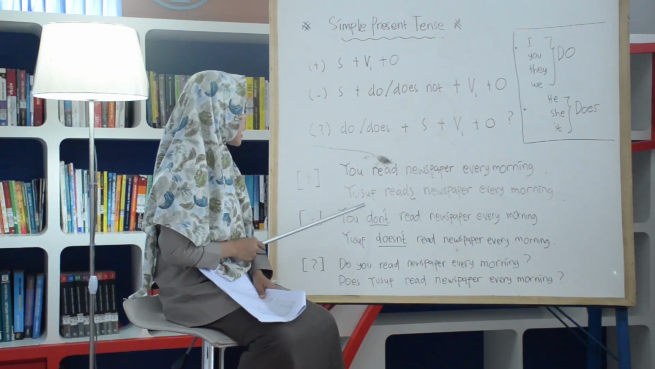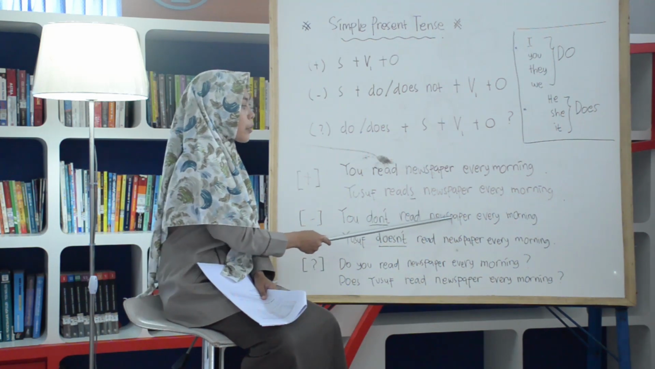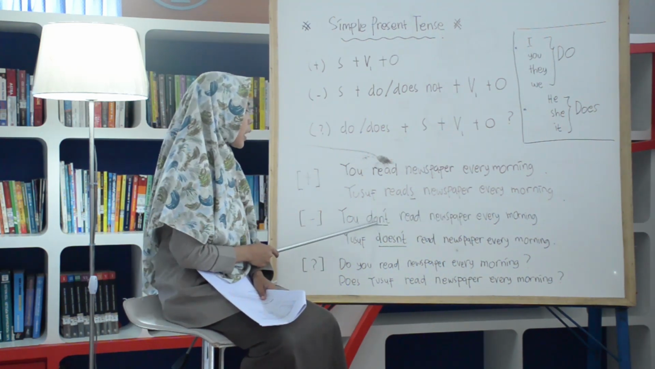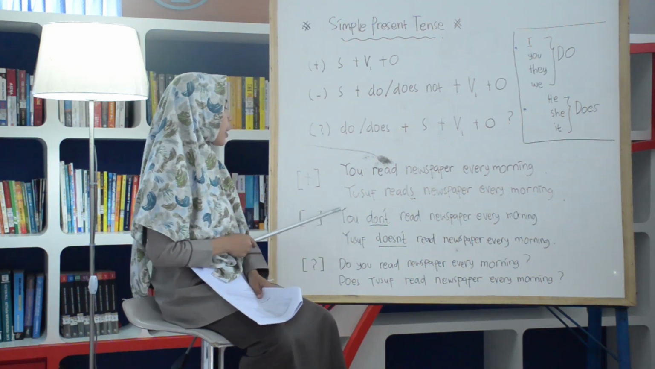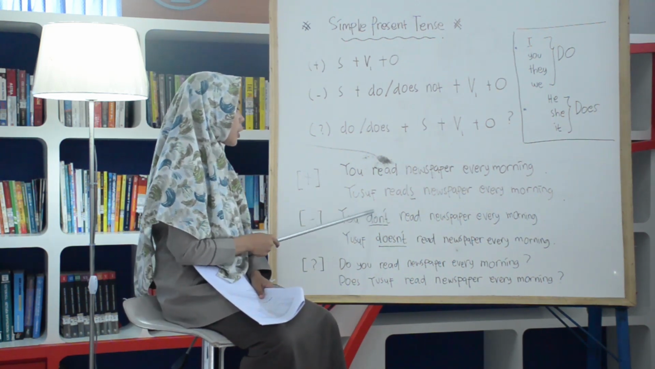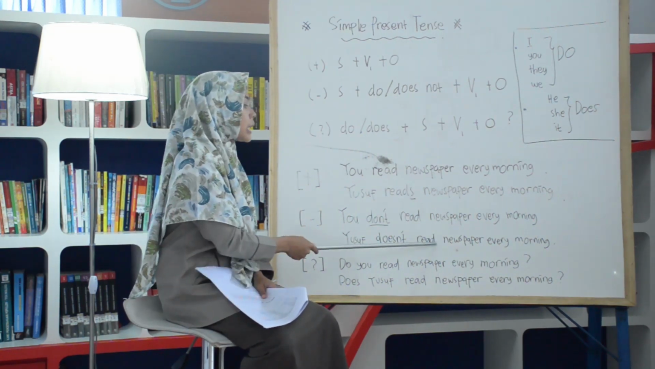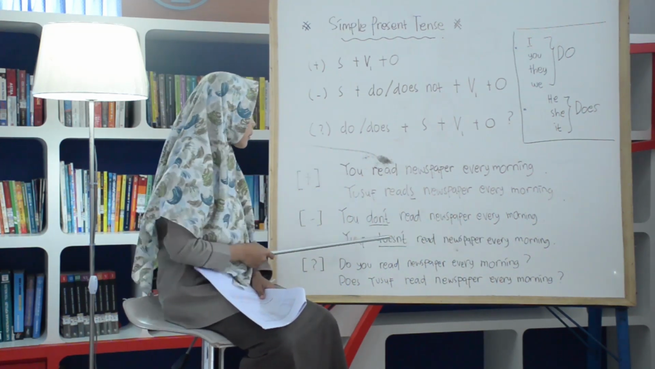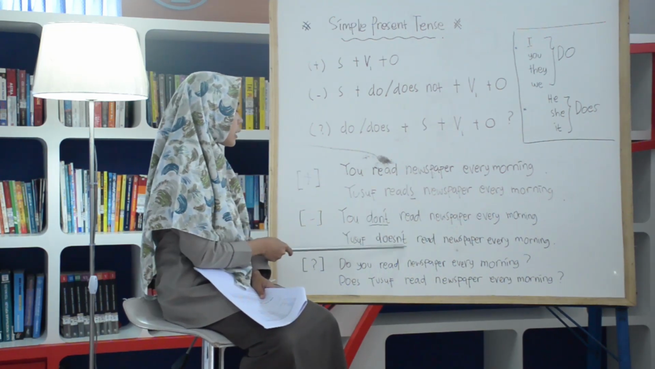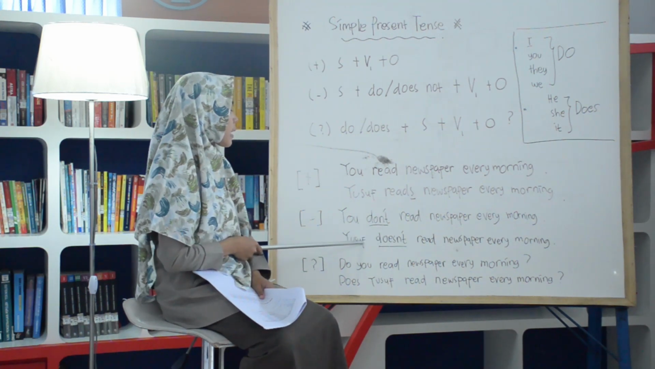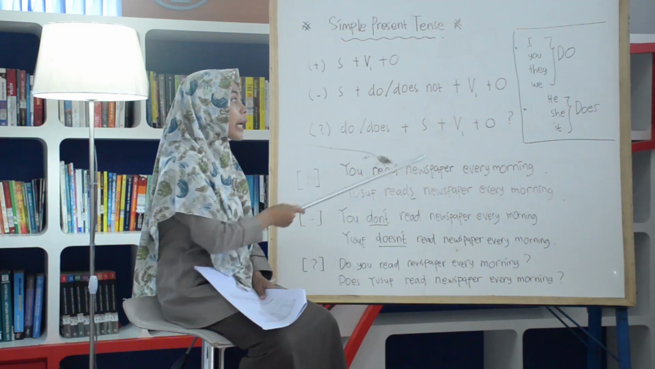Okay, so the example here is, you don't read newspaper every morning, because the subject is you, so you have to add don't. The second, Yusuf doesn't read newspaper every morning. You have to add doesn't here because the subject is Yusuf or the pronoun of he.